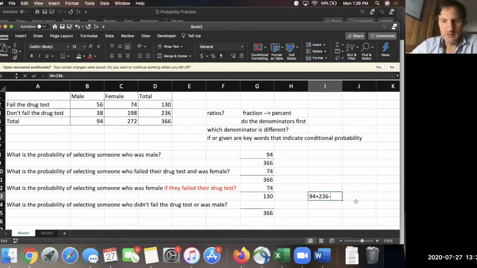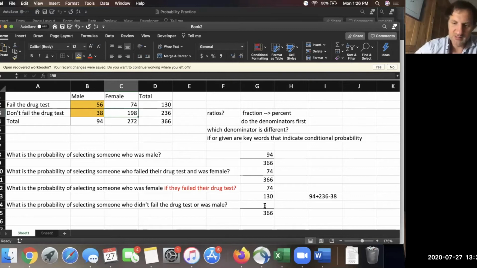So that's one way to get to the number. The other way is to go through and just identify who you want. You want these people, these people, these people, those three groups. That's just finding the sum of those groups. Whichever way makes more sense to you.